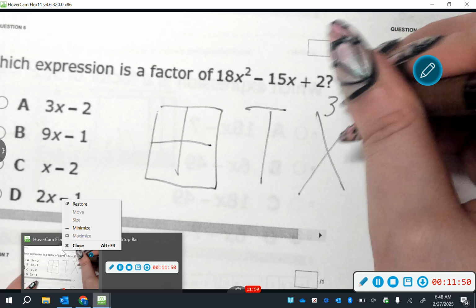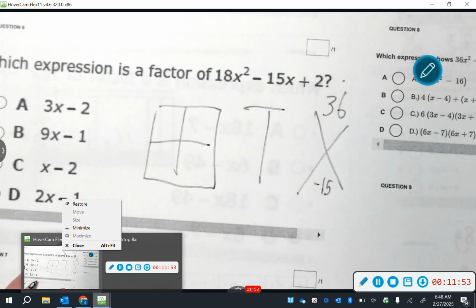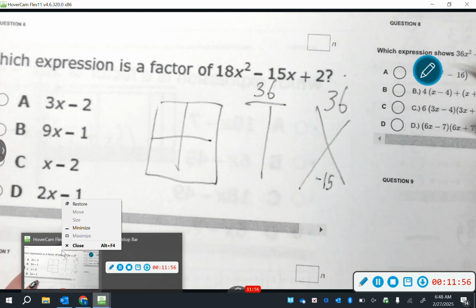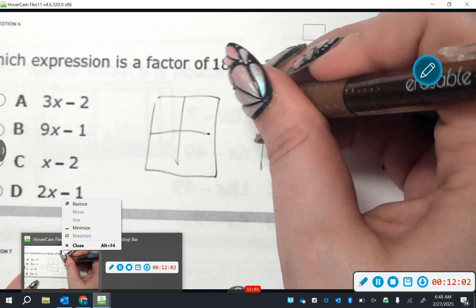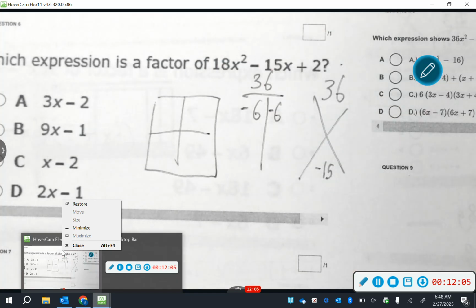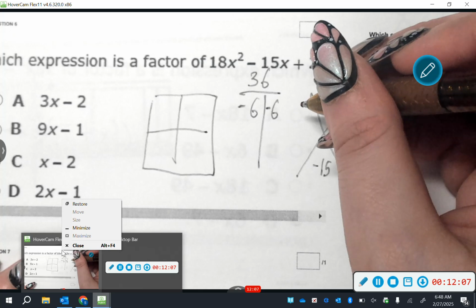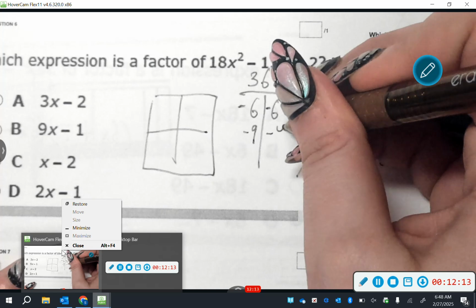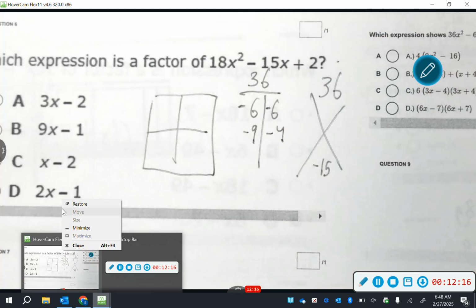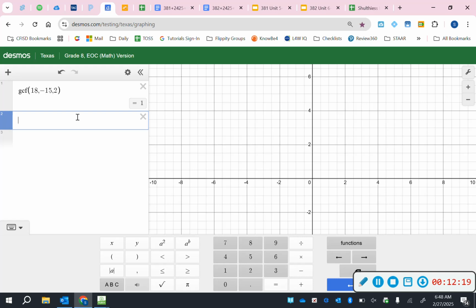18 times 2 is 36. We need factors of 36 that get us to -15. So we know 6 times 6, but that only gets us 12. And then first of all, it'd have to be -6 and -6 to make it positive. What if we did -9 and -4? What does that get us? I'm just trying some numbers. -9 times -4 is 36. -9 plus -4 is -13. That doesn't get us there.